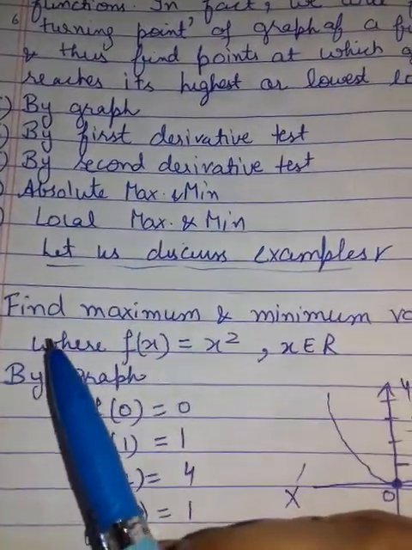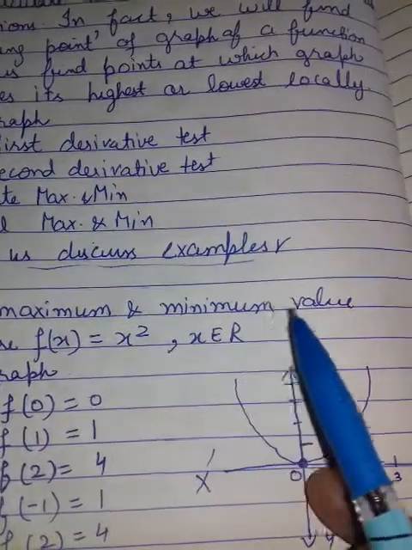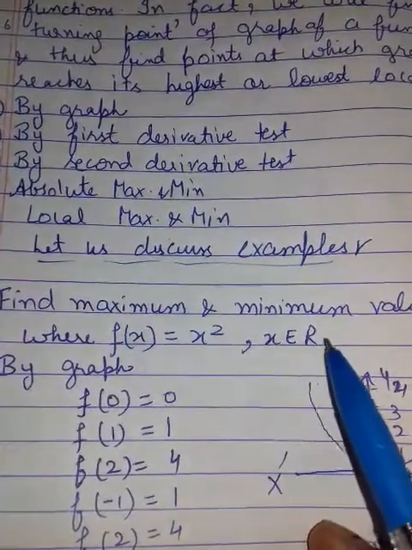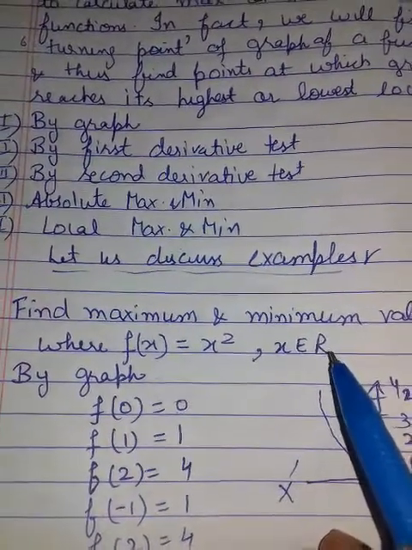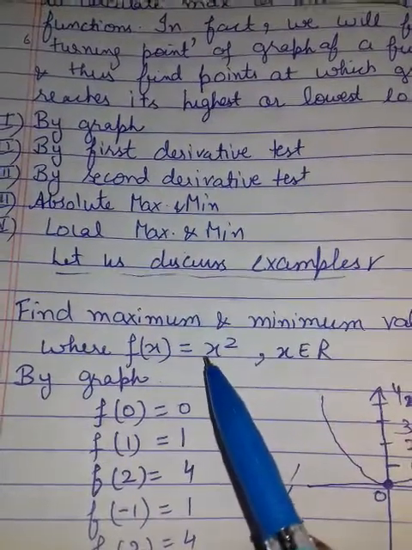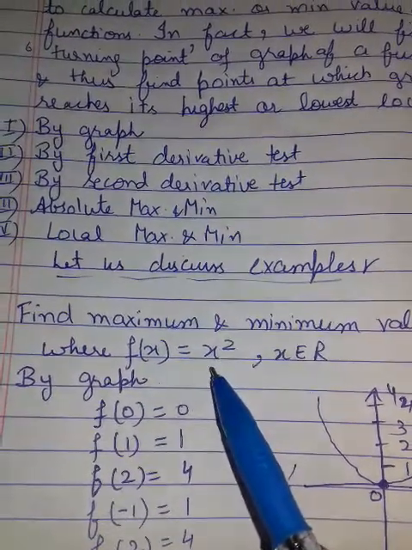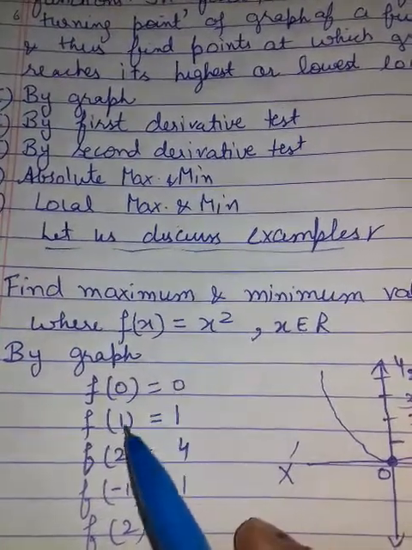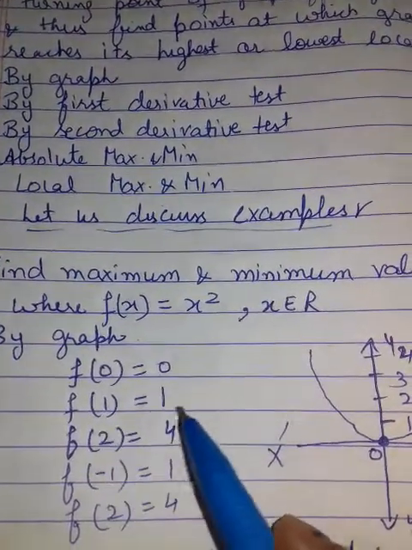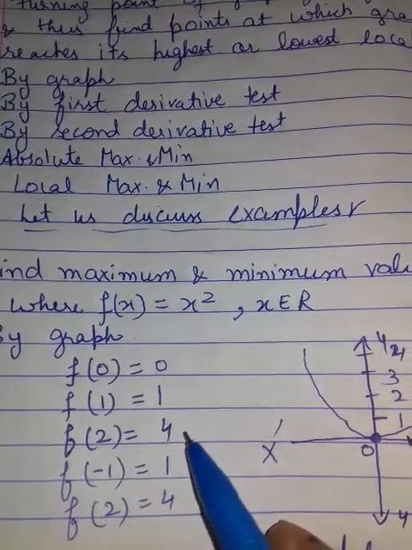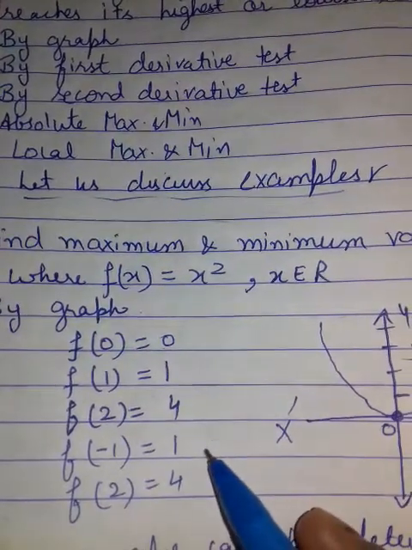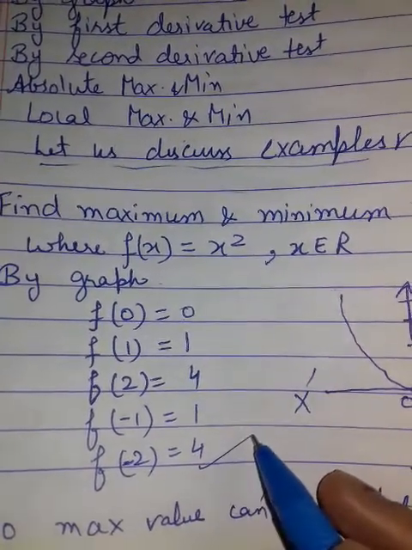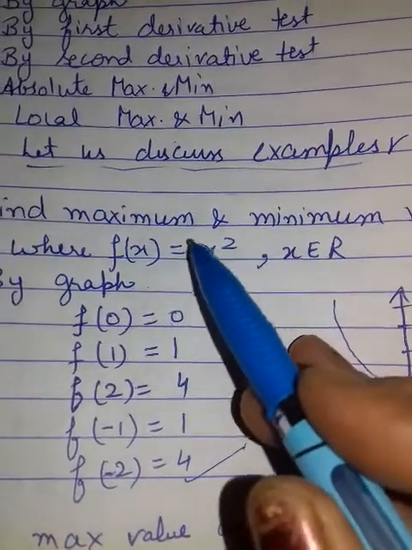First one is, find the maximum and minimum value where f of x is given and x belongs to R. R means real. Real values can be negative, 0, or positive. So I selected some values. Firstly I put 0, I got 0. I put 1, I got 1. I put 2, then I got 4. I put minus 1, then I got 1. If I put a negative value, it will become positive because the square is there.